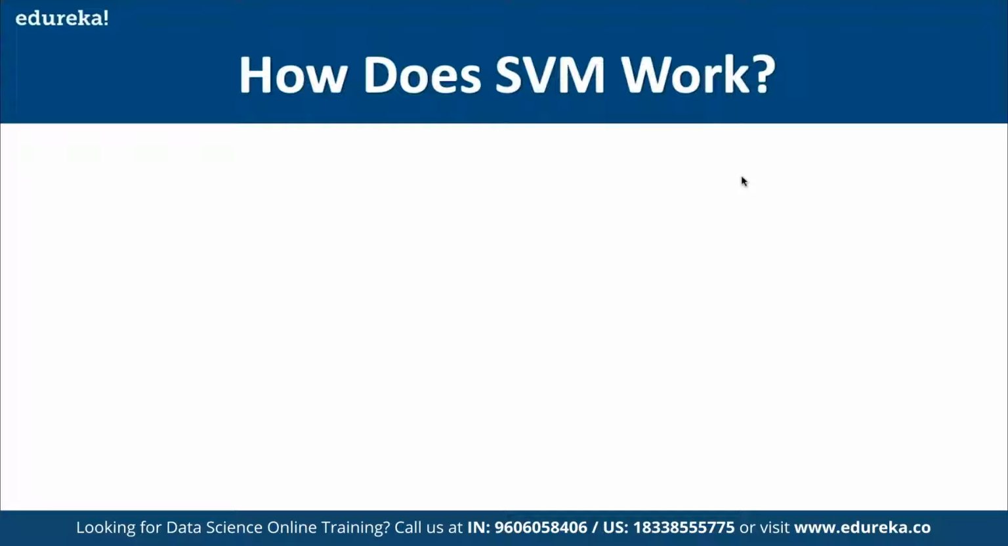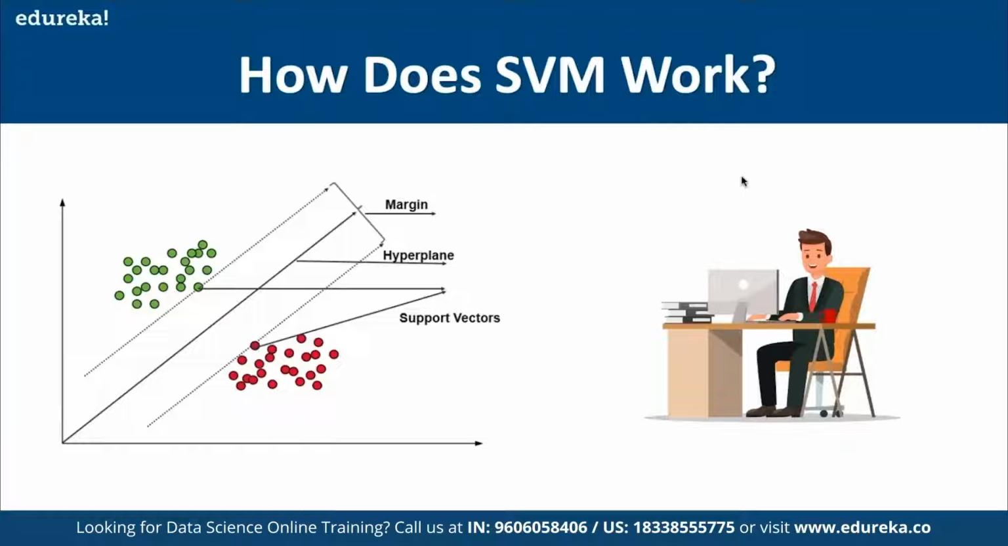And how does SVM work? The main objective of a support vector machine is to segregate the given data in the best possible way. When the segregation is done, the distance between the nearest points is known as the margin. The approach is to select the hyperplane with the maximum possible margin between the support vectors, as we can see here.